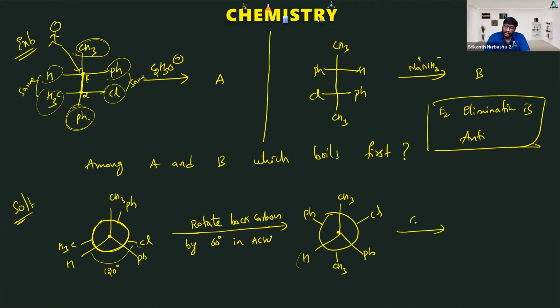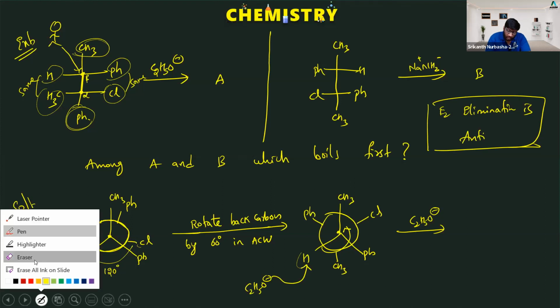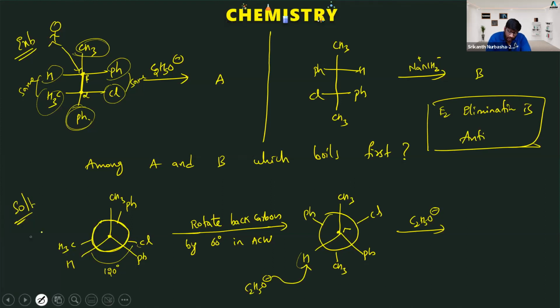Now the C2H5O minus comes into the picture. The C2H5O minus, which is a base, will try to pick up this proton. The C-H electron density is given to the carbon-carbon single bond, and the carbon-carbon single bond is converted to a double bond. You have methyl here. On the front carbon, you have methyl and Ph. On the back carbon, you have methyl here and Ph, right? And this Ph.